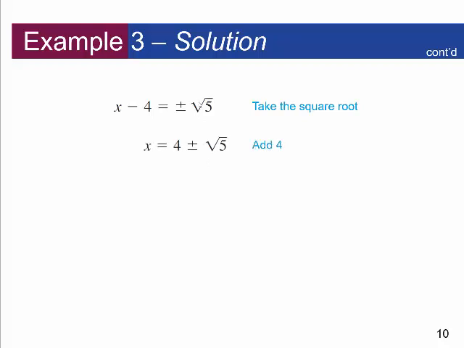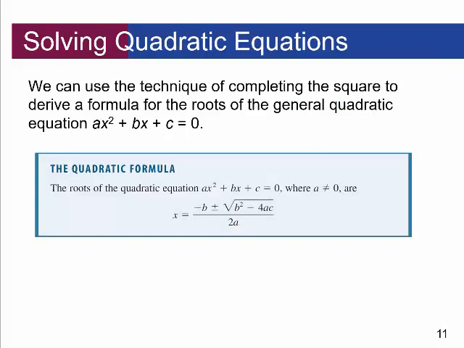So now what I'm going to do is just add the 4 over here. What we're seeing then is I have two solutions. One is 4 plus the square root of 5, and another one is 4 minus the square root of 5. So when you take the square root to solve an equation, you get two solutions: one positive, one negative.